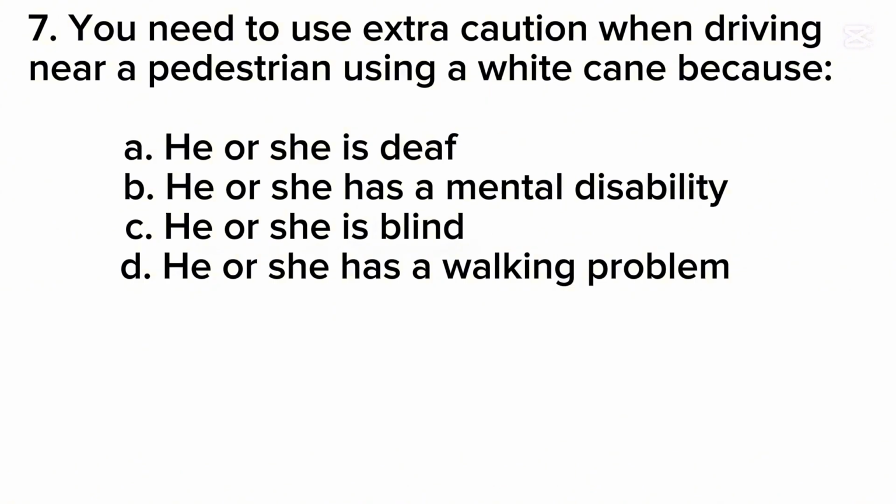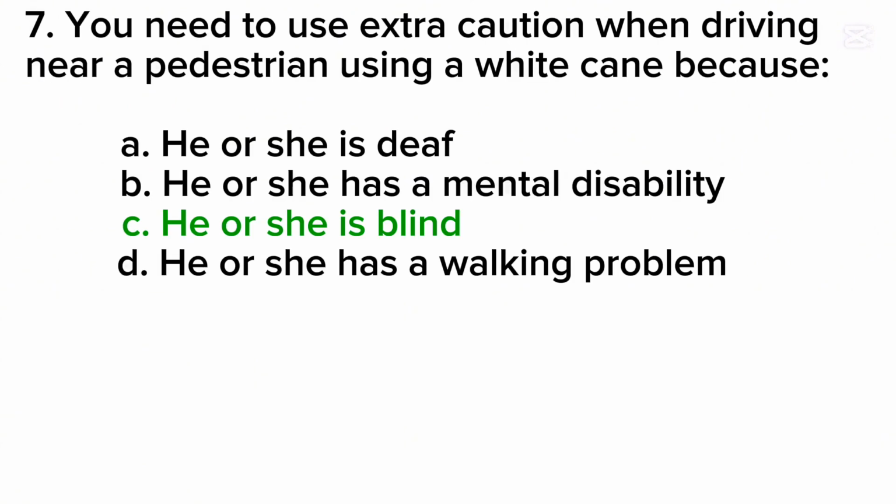Is it A. He or she is deaf, or is B. He or she has a mental disability? Is it C. He or she is blind, or is D. He or she has a walking problem? Which is the correct answer? Let's write. The correct answer is C. He or she is blind. You need to use extra caution when driving near a pedestrian using a white cane because he or she is blind.